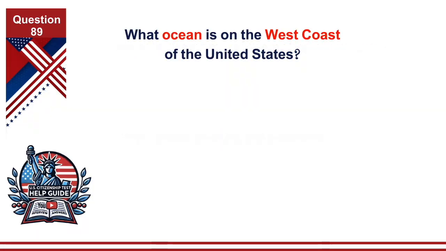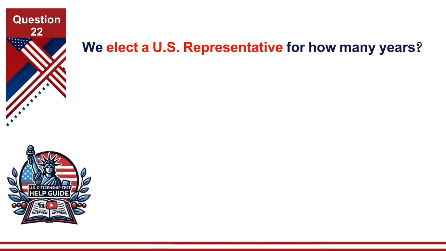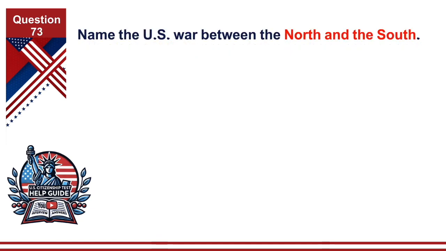What ocean is on the west coast of the United States? Pacific Ocean. We elect a U.S. representative for how many years? 2. Name the U.S. war between the North and the South. The Civil War.